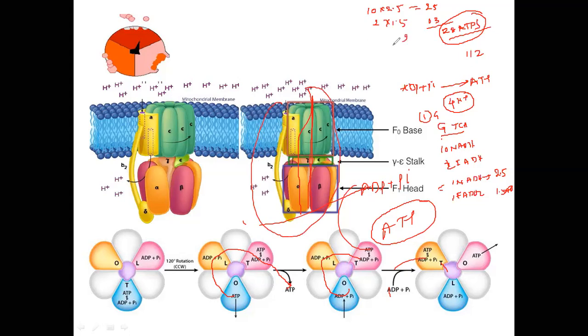This process we call oxidative phosphorylation, OXPHOS. But there is another process called substrate level phosphorylation. During substrate level phosphorylation, one product is converted to another product. For example, 1,3-bisphosphoglycerate is converted to 3-phosphoglycerate. There one ATP comes, and phosphoenolpyruvate is converted to pyruvate. There another ATP comes.